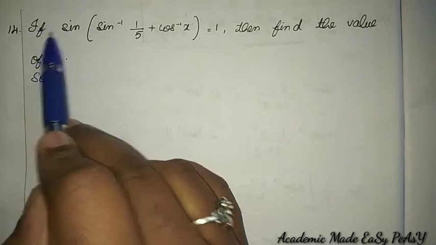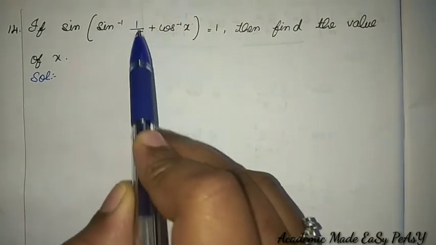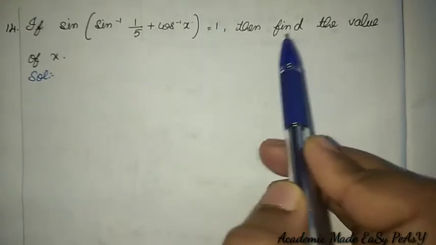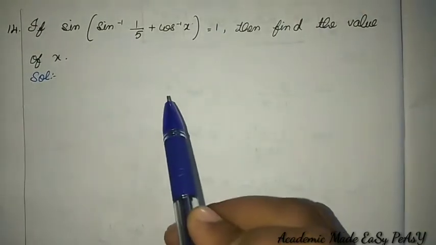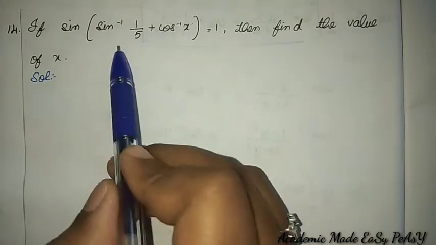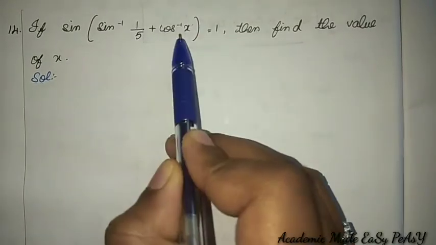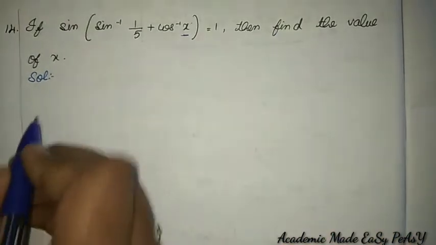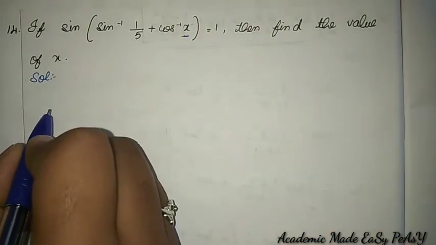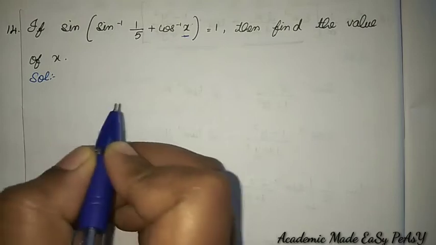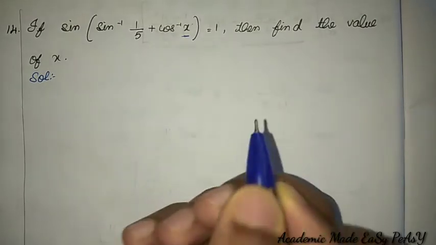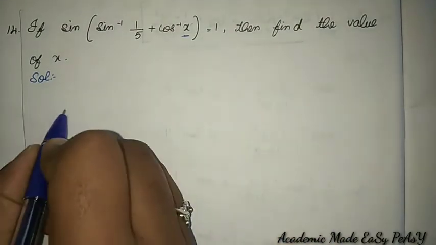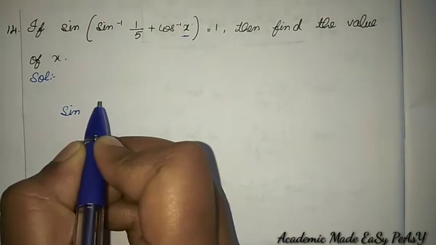Question 14. If sine inverse 1 by 5 plus cos inverse x is equal to 1, then find the value of x. So here we have to simplify it and then find the value of x alone. Directly, we need not apply any formula. We'll just try; if we get it, fine, or else we will use some formulas in order to get it. So now let's write what is given.